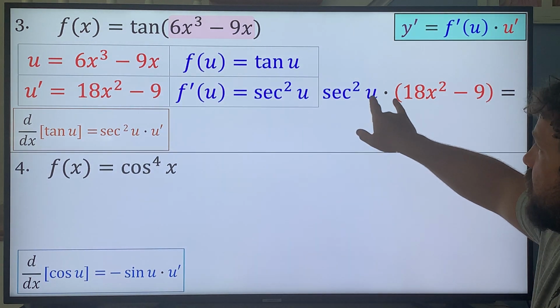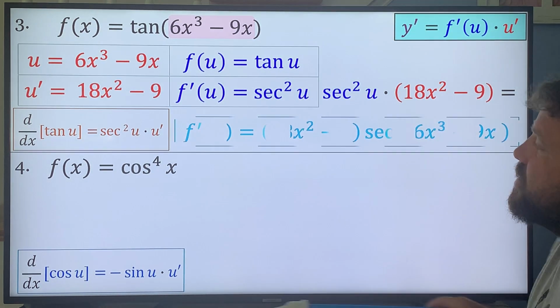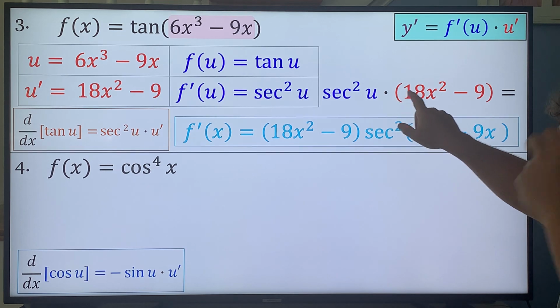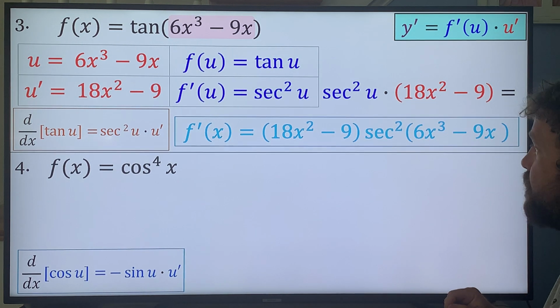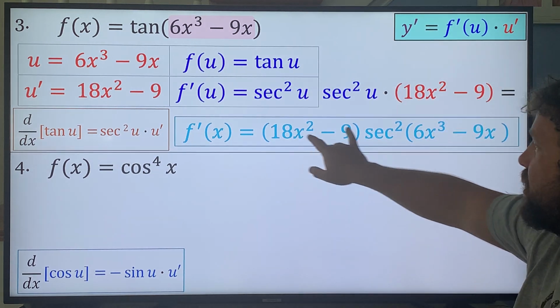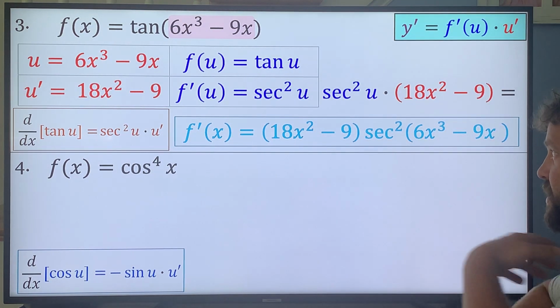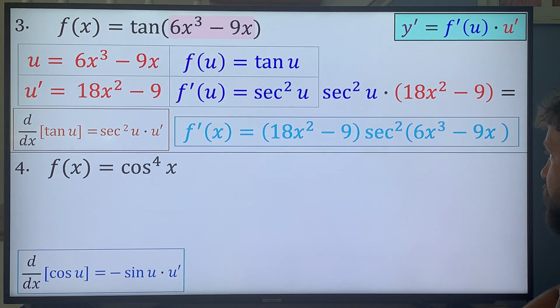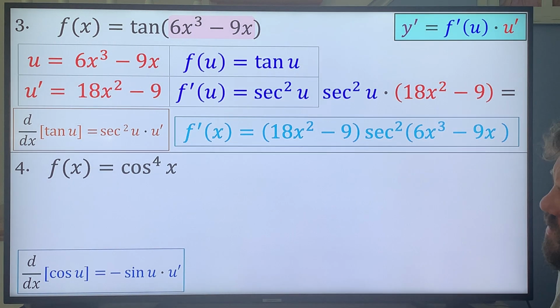So we have secant squared u, which is secant squared of 6x cubed minus 9, times 18x squared minus 9. All right? Typically, you want to pull whatever functions you have in front of the trig function. That's why we write it as 18x squared minus 9 times secant squared of 6x cubed minus 9x. Right? Chain rule is easy.